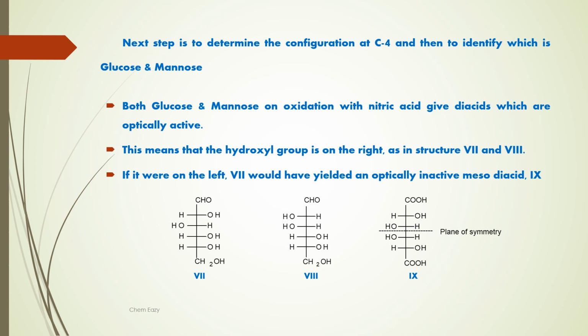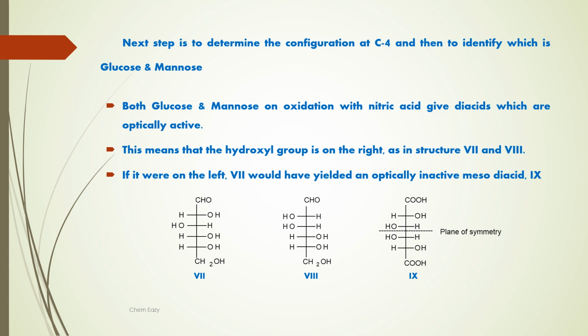The next step is to determine the configuration at carbon 4. After that, to identify which structure is glucose and which one is mannose. Both glucose and mannose on oxidation with nitric acid give a dicarboxylic acid which is optically active. If this concept is true, the hydroxyl group is on the right as given in structures 7 and 8.